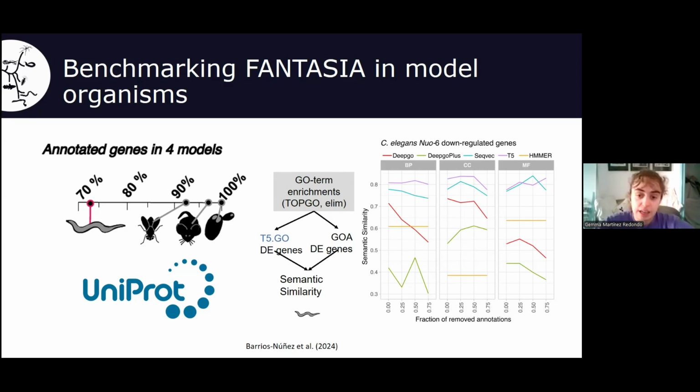So we did a GO enrichment using topGO, and then we compared the similarity between the real GO terms and the ones we predicted. You can see on the right that SeqVec and T5 have a really high semantic similarity, even if we start removing some GO terms that we would say are less accurate or less reliable, but still they are quite similar.